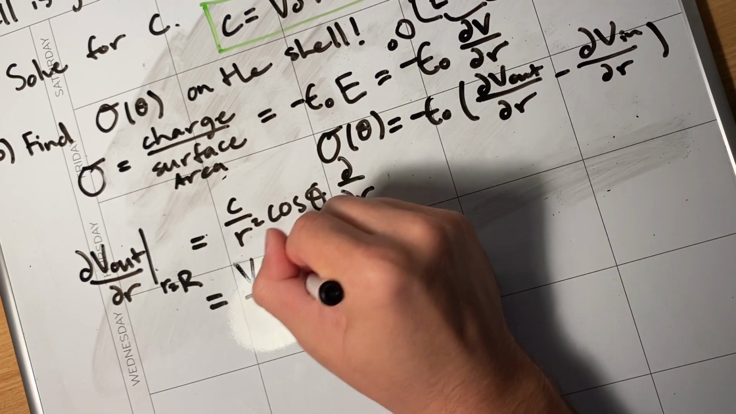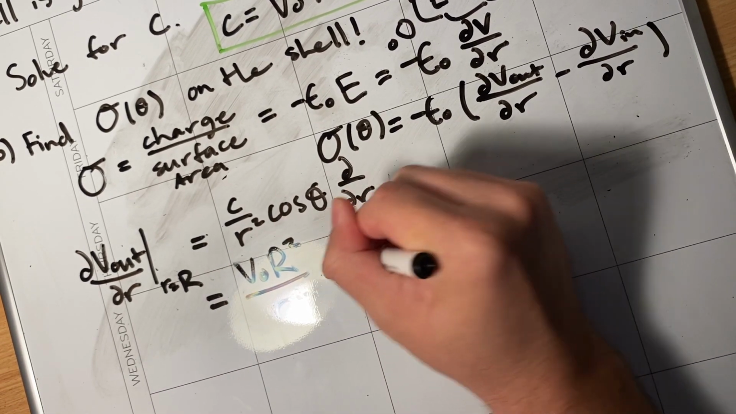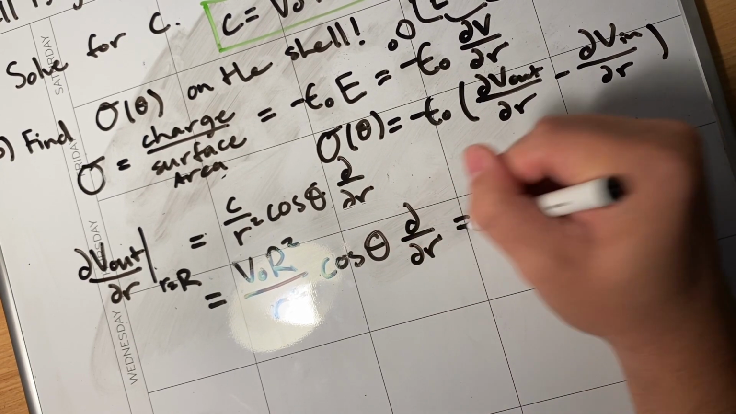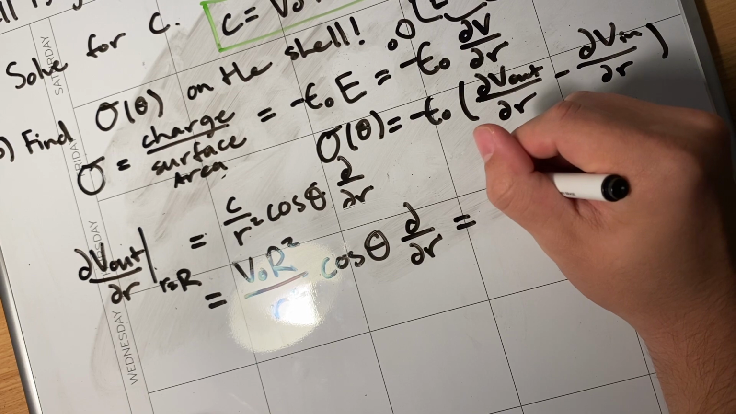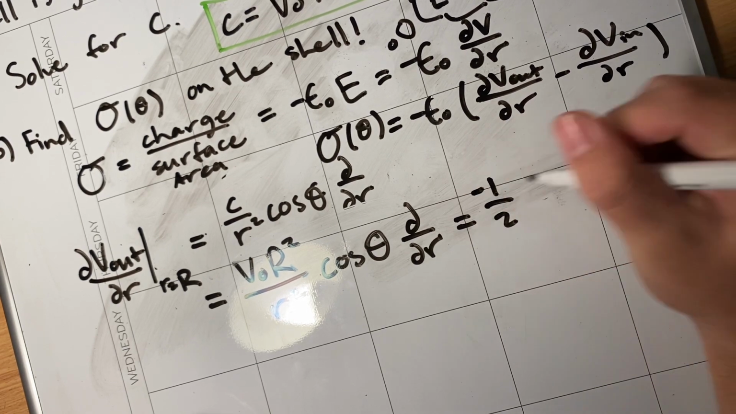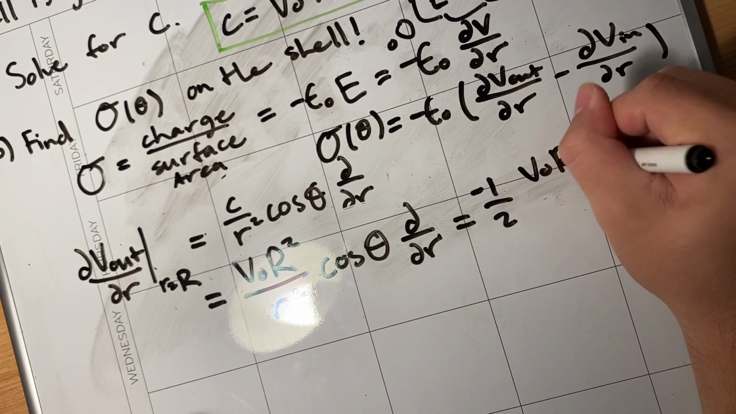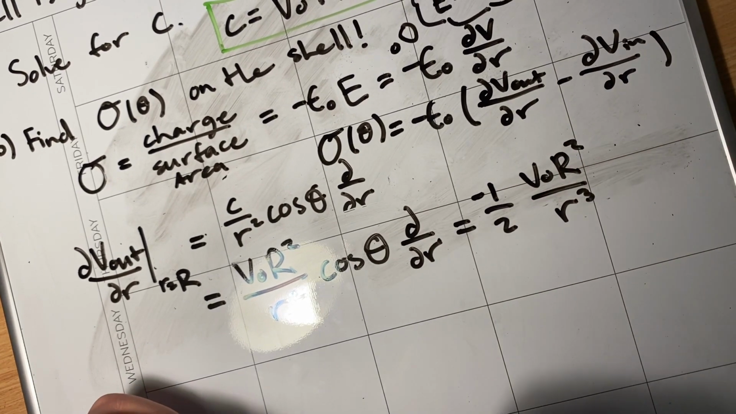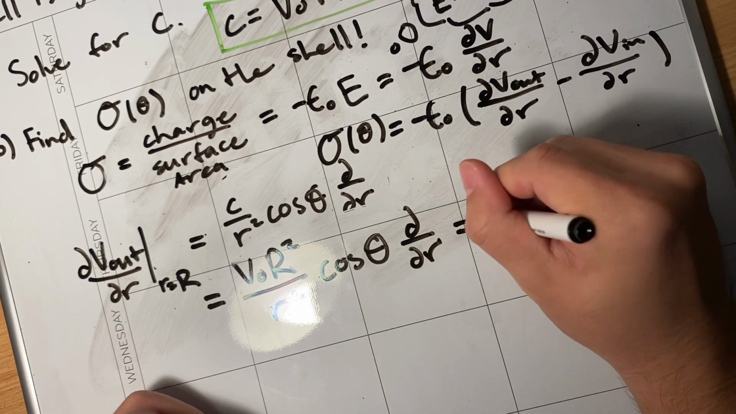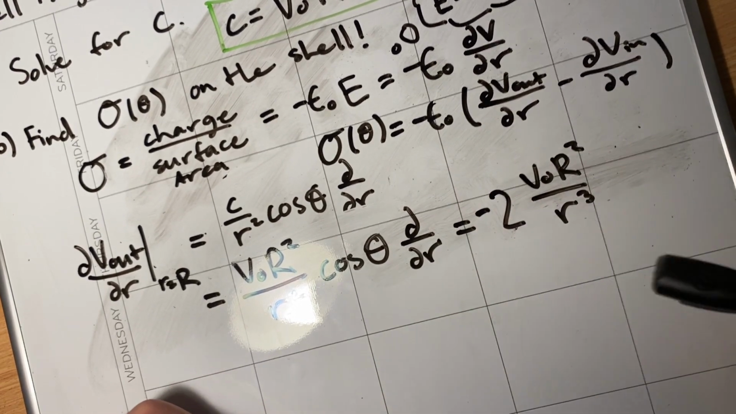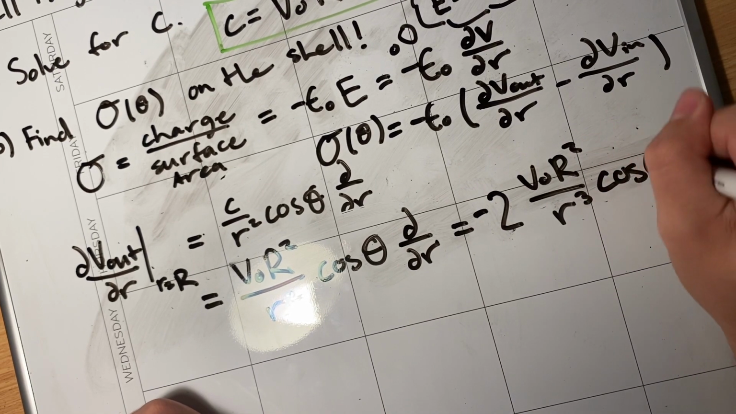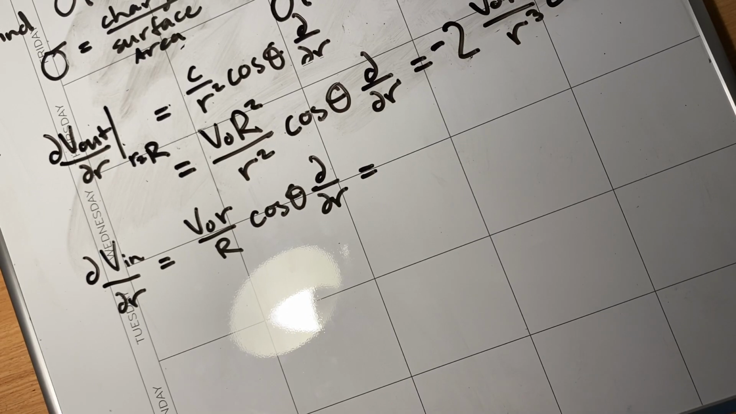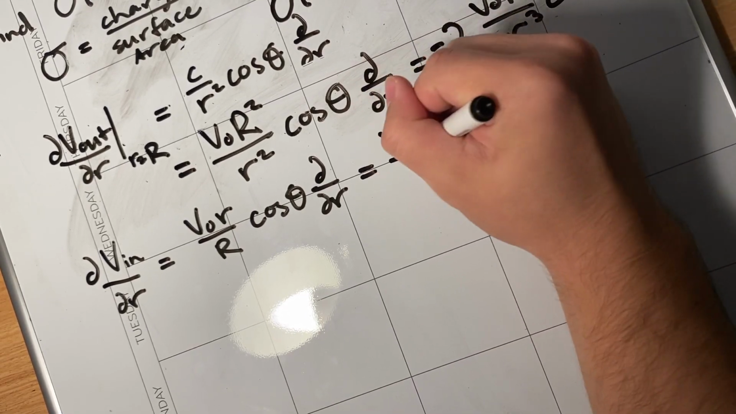So solving for the partial derivative of V out with respect to r, we get V naught R squared over r squared cosine theta. Then, that's wrong. It's supposed to be negative 2 times V naught R squared over r cubed, times cosine theta. Don't forget cosine.